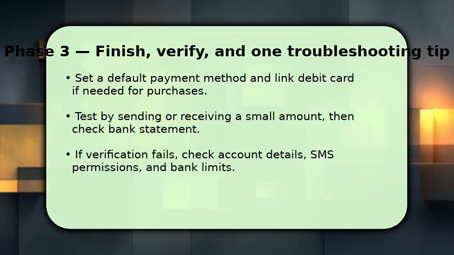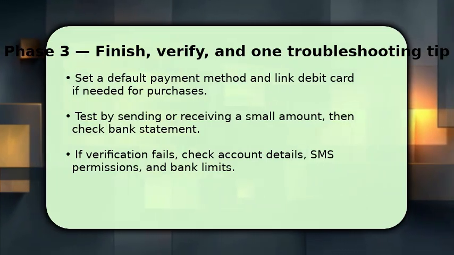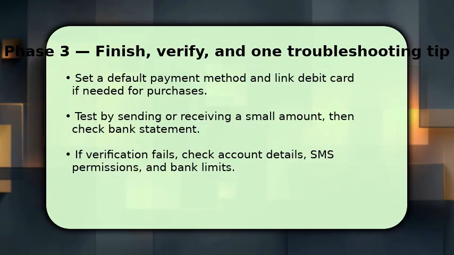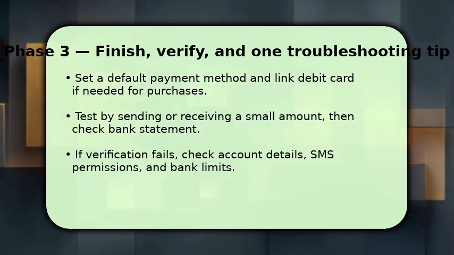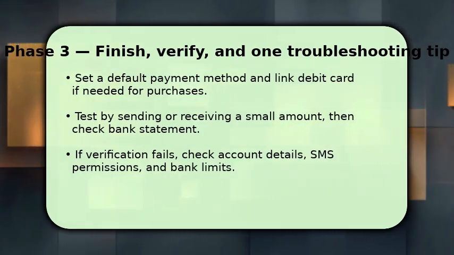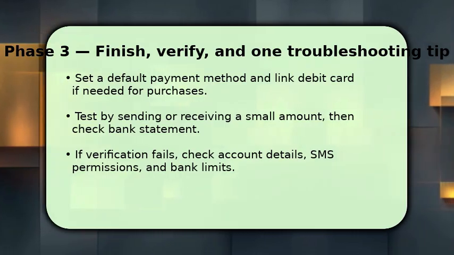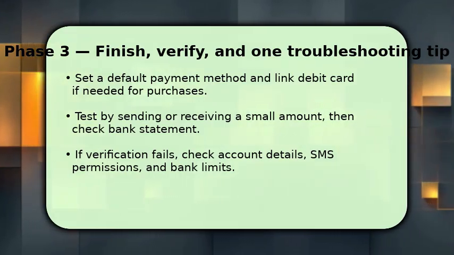If something goes wrong, first recheck the account number and IFSC, ensure SMS permissions are enabled, and confirm your bank allows UPI or Google Pay connections. If still blocked, contact your bank's support for the specific hold or limit.